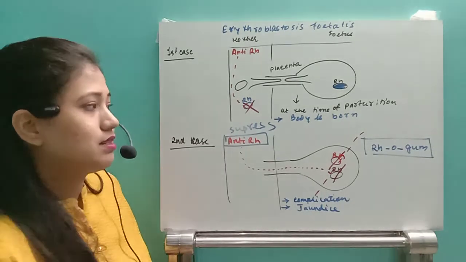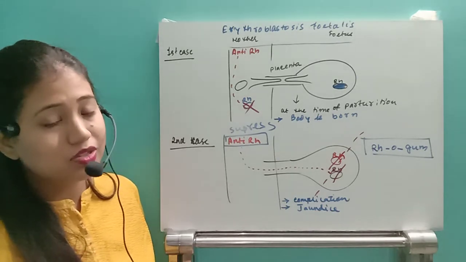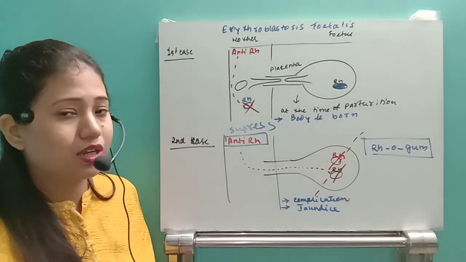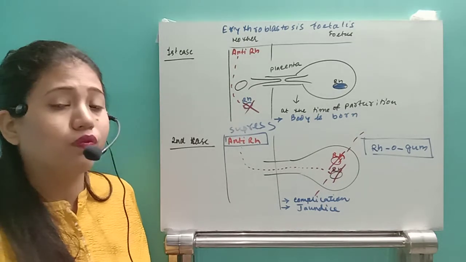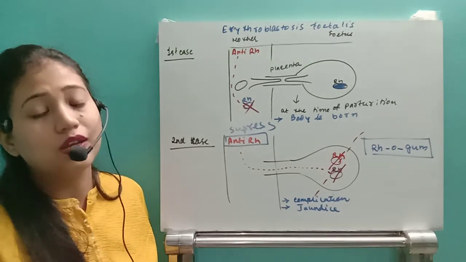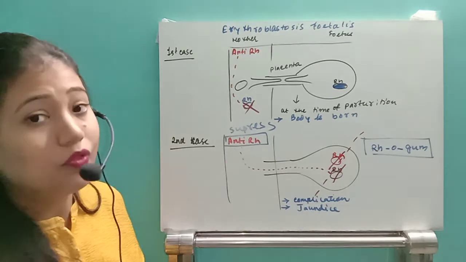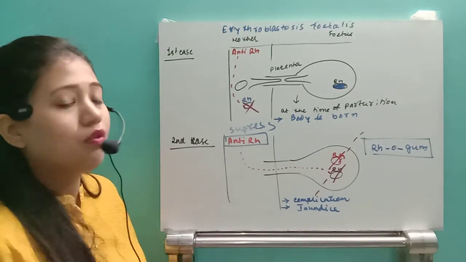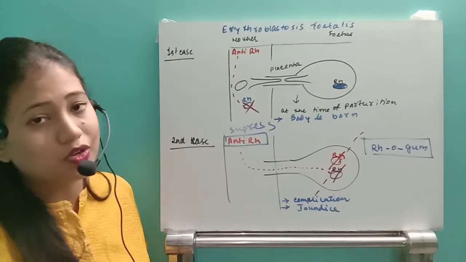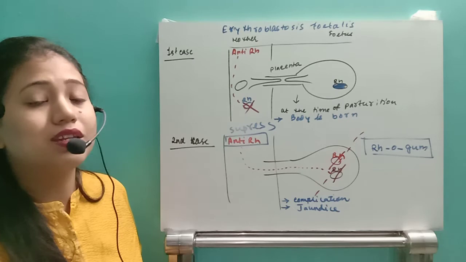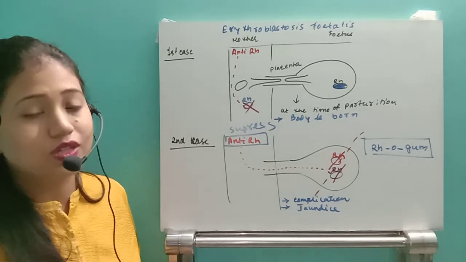So this is the incompatibility during pregnancy. The first pregnancy will not have any problem, but the second pregnancy can carry some problem, like the baby can be born with jaundice, or sometimes the baby will not even be able to be born. Questions from this part are very common: when can erythroblastosis fetalis occur, if the mother is positive or negative? The answer is that when the mother is negative and the fetus is positive, the condition erythroblastosis fetalis will occur.